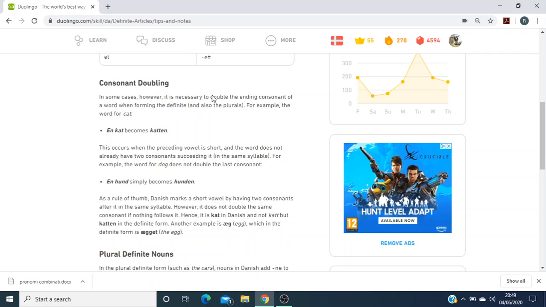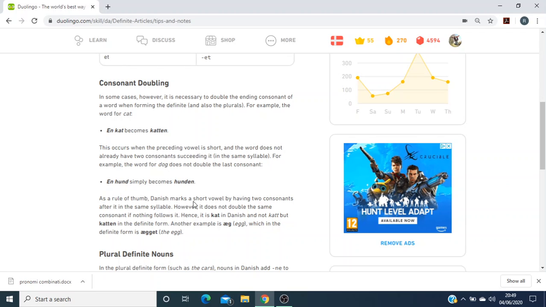In some cases it's necessary to double the ending consonant of a word when forming the definite, and also the plural. For example, the word kat, en kat becomes katten, and this occurs when the preceding vowel is short and the word does not already have two consonants succeeding it in the same syllable. For example, the word hund does not double the last consonant. So en hund simply becomes hunden.